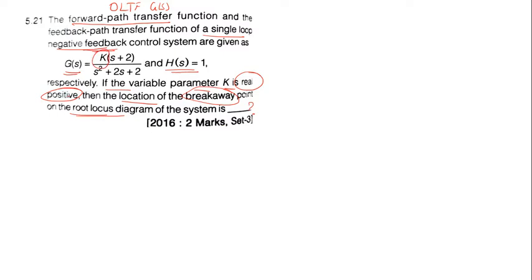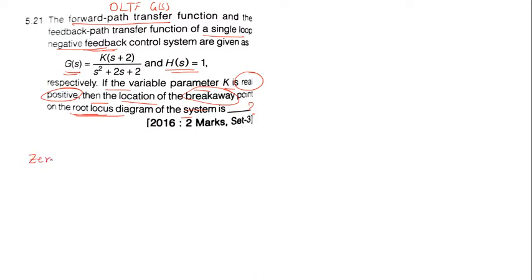We are not finding k here, but the location of the breakaway point on the root locus diagram. That's what we're going to find. So let us have a visual understanding of where the points would actually lie with the help of the poles and zeros, using an arbitrary diagram of root locus, which will help us solve this problem better.